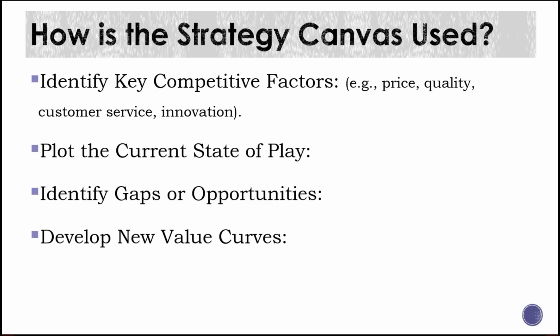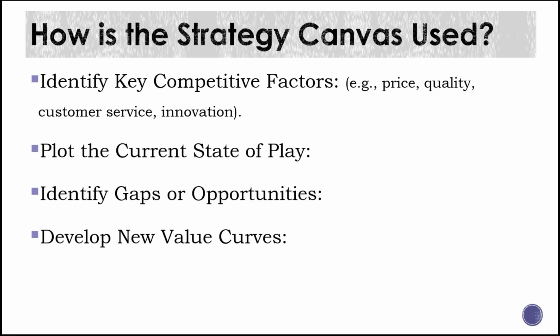The second step is to plot the current state of play, that is, the current state of the competition. Here companies can plot their own performances against the competitors along these identified factors so as to visualize where they are standing as compared to their competitors. In the next step, the company can identify the gap where they are failing or not better than their competitors, or where they are better, or how they can improve on it so that they can convert it into opportunities.